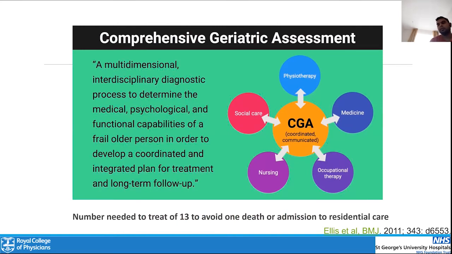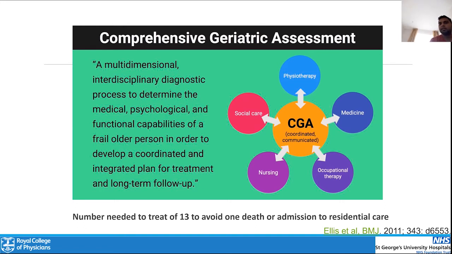So that's kind of the way that you can screen for frailty at a population level, but also using something like the Rockwood scale at a local level with the patient in front of you. So once you've identified frailty using something like the Rockwood score, the main intervention would be comprehensive geriatric assessment. This is a multidimensional interdisciplinary process whereby you manage frailty, and it's a team sport with the MDT.